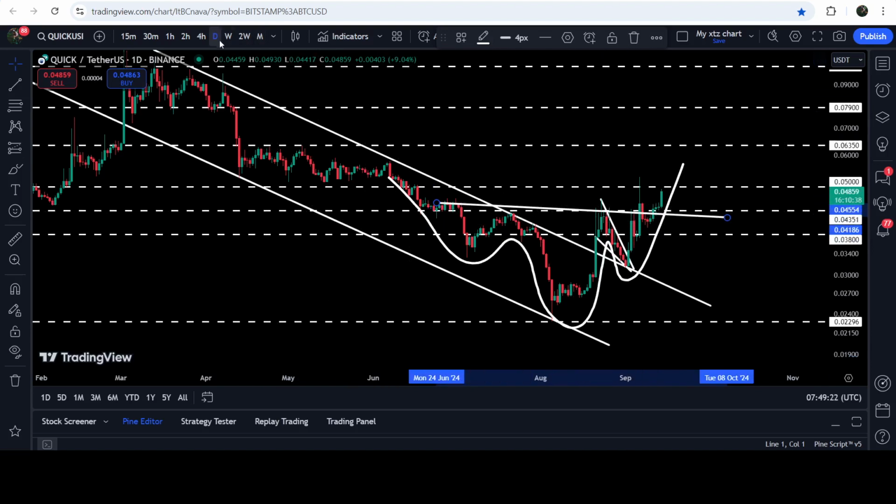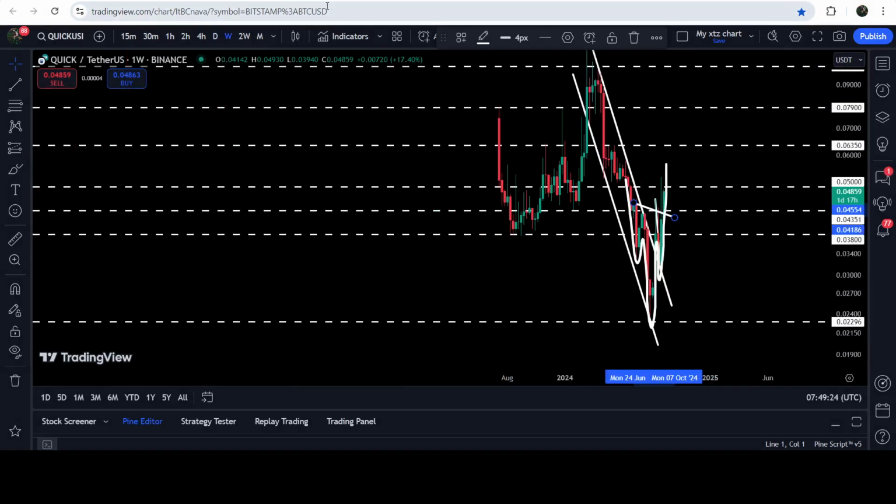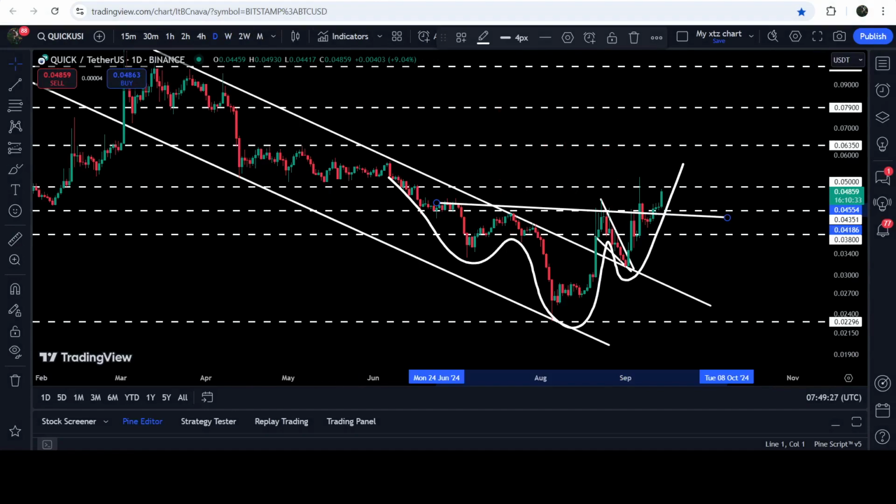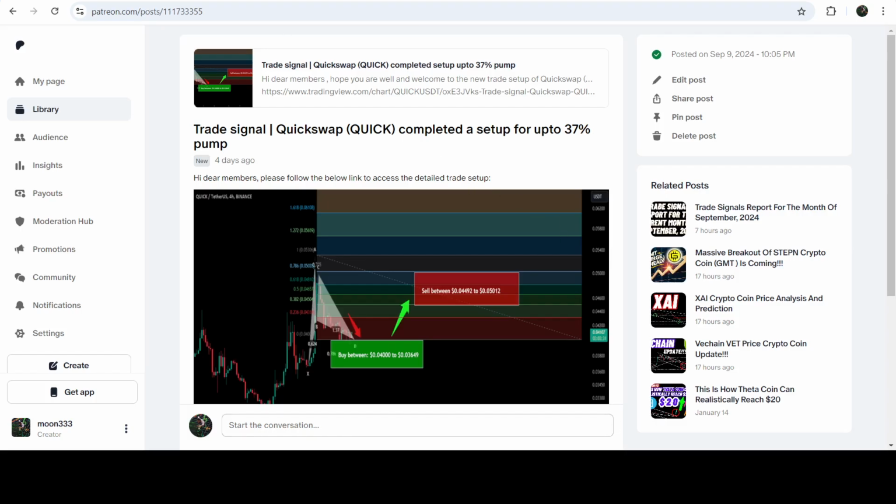In today's video we will analyze this move, and I would also like to show you my most recent trade signal for Quickswap that I shared almost 4 days ago with my members. And so far, this move has produced almost 44% very massive pump.